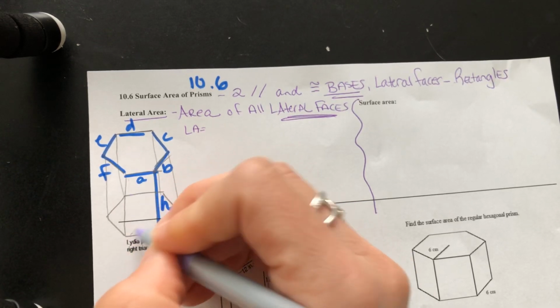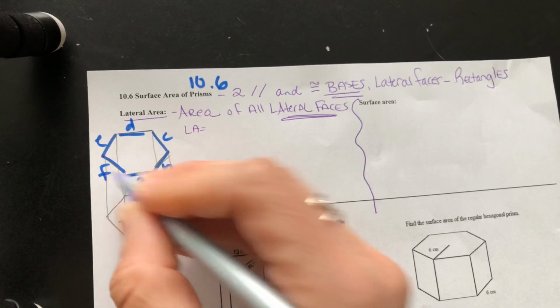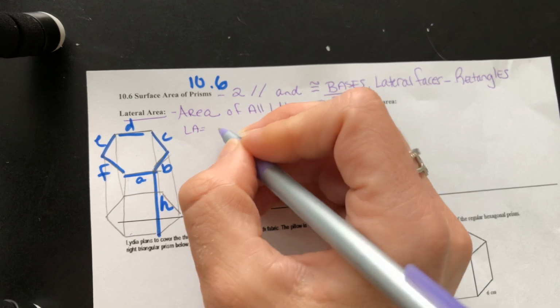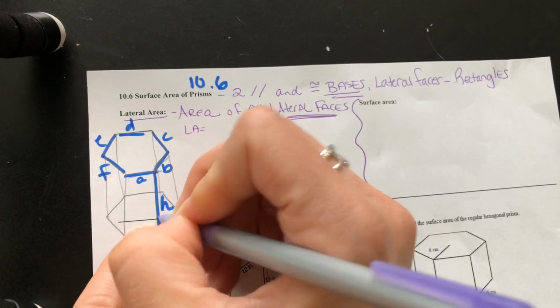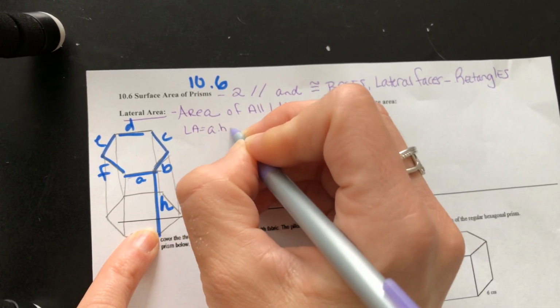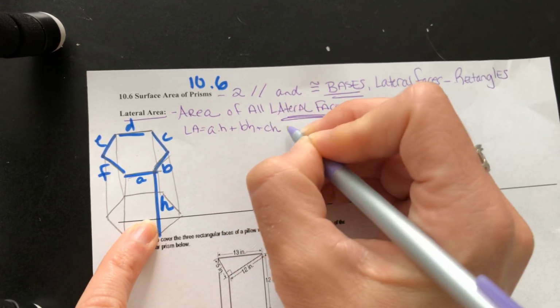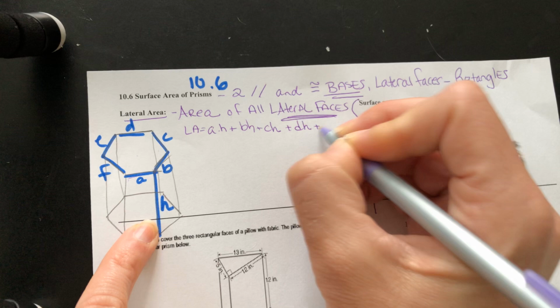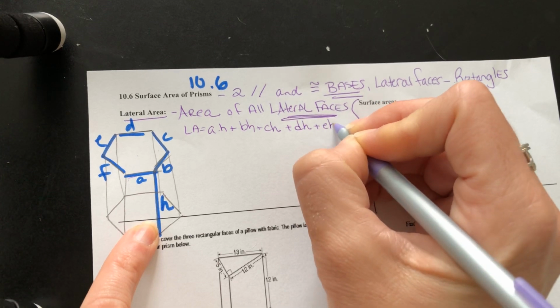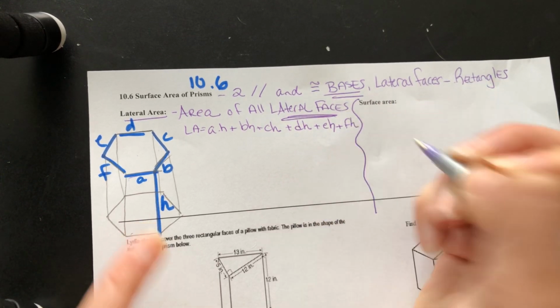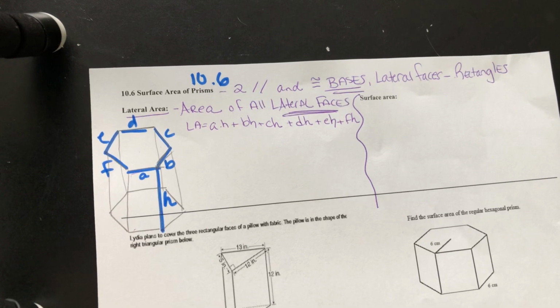So if I wanted to calculate the lateral area like we talked about in yesterday's lesson, wouldn't I want to find the area of all 6 of these rectangles? And all 6 of them would look something like this. A times H plus B times H plus C times H plus D times H plus E times H plus F times H, correct? Makes sense. Add up all the areas.